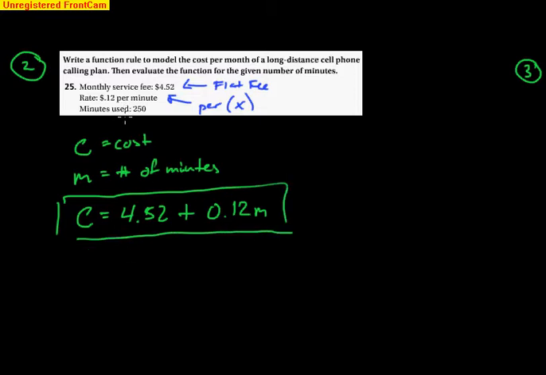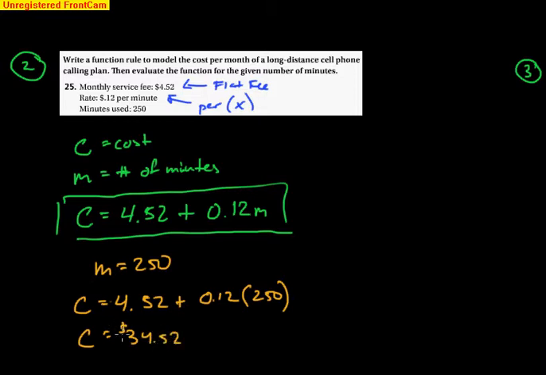So now it says I used 250 minutes. So now we're going to evaluate this when M equals 250. You just plug it in for the M. So C equals 4.52 plus 0.12 times your M, which is 250. If you use your calculator, 4.52 plus 0.12 times 250, I get $34.52. And that is the cost for 250 minutes on this long-distance cell phone calling plan. So remember, for these functions, there's always a flat fee and then a number that goes with the variable.